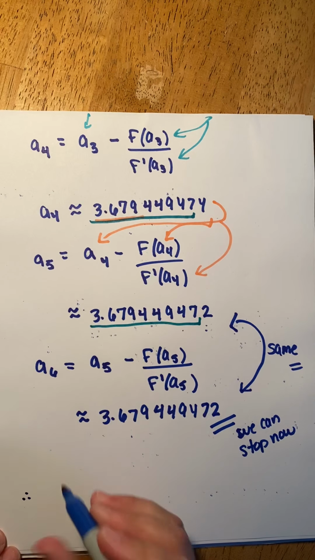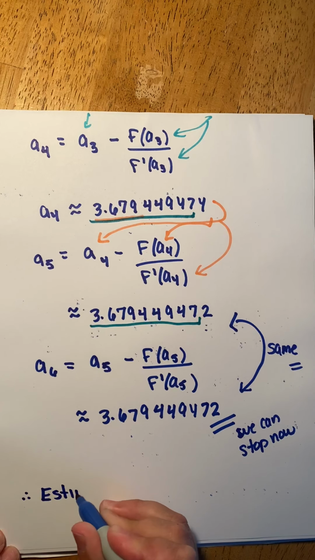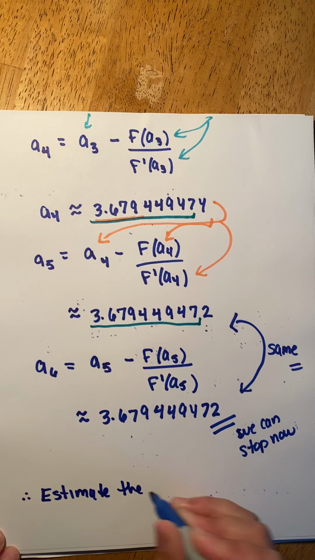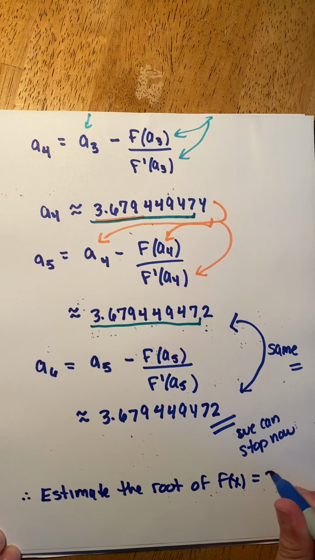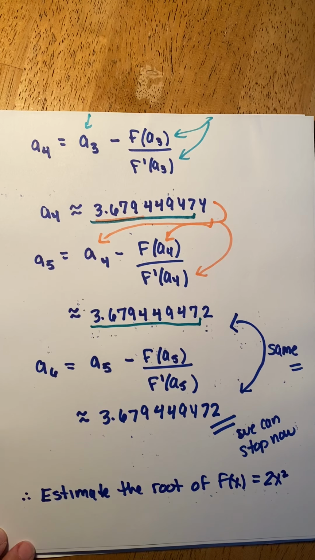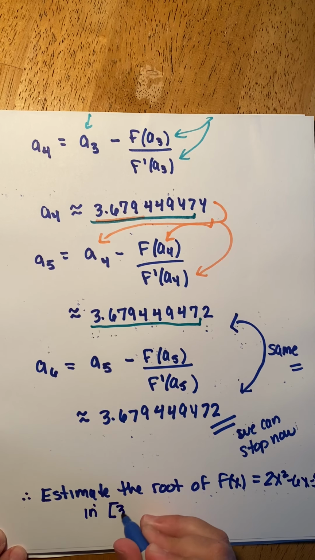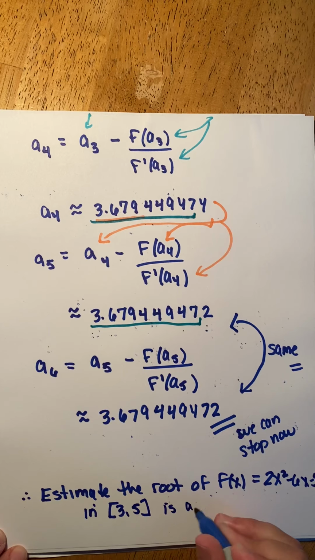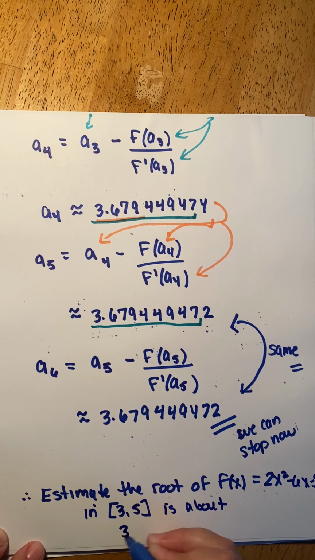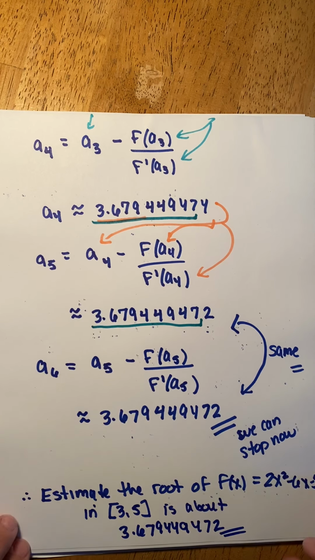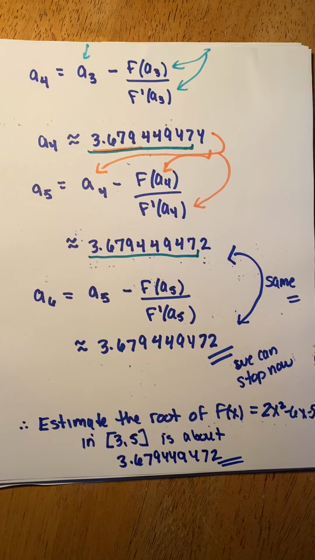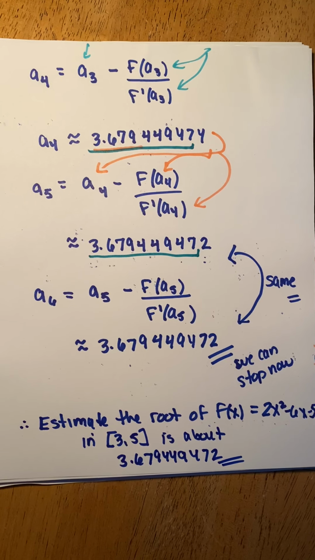So therefore, we estimate the root of f of x equals 2x squared minus 6x minus 5 in the interval from 3 to 5 is about 3.67944947. So again, you could just pop this in your calculator and have your calculator find the root.